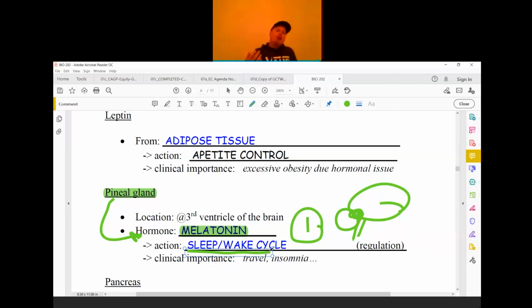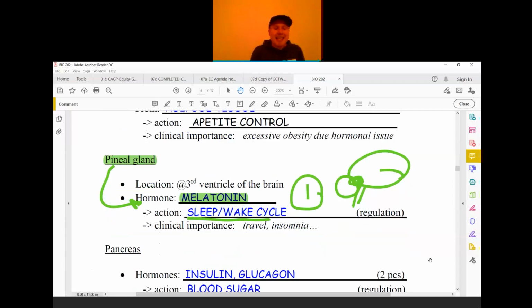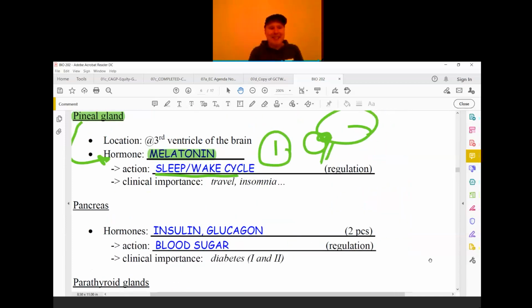So, for example, individuals who suffer from sleeping issues might take melatonin. Or people who travel from one time zone to another might take supplementary melatonin to help them fall asleep. So melatonin is something that your body produces itself, but you might have to rely on supplements if you have issues with that. The next one, the pancreas.